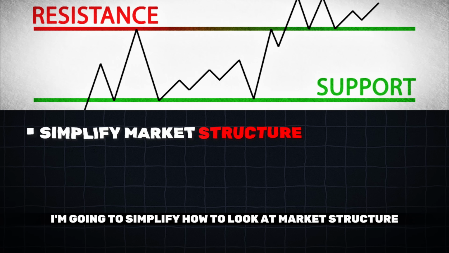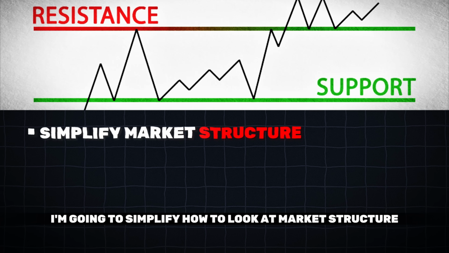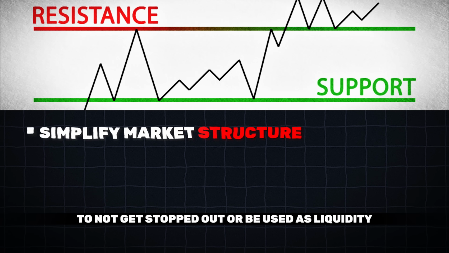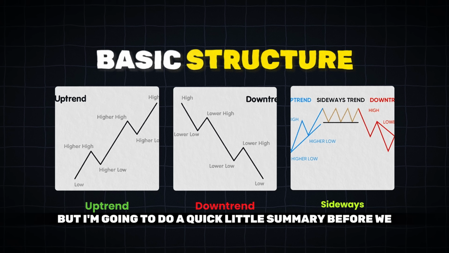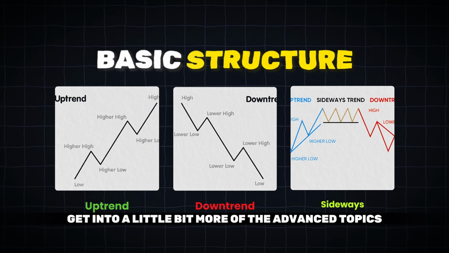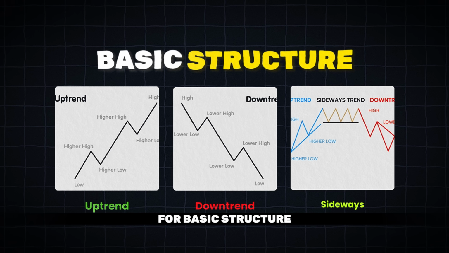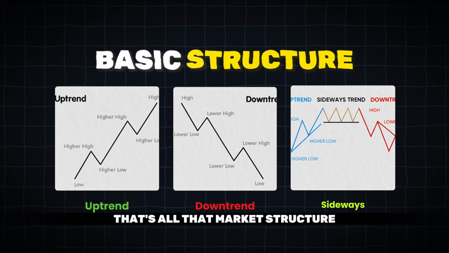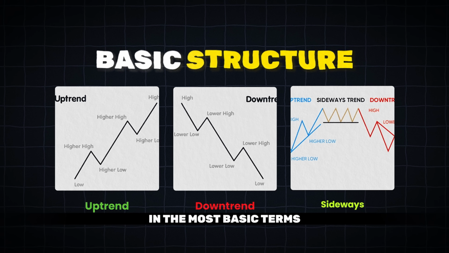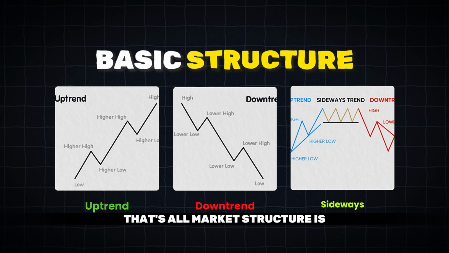So in this video, I'm going to simplify how to look at market structure to not get stopped out or be used as liquidity. For basic structure, I've talked about this before, but I'm going to do a quick summary before we get into the more advanced topics. We have an uptrend, downtrend, and sideways action. In the most basic terms, that's all market structure is.